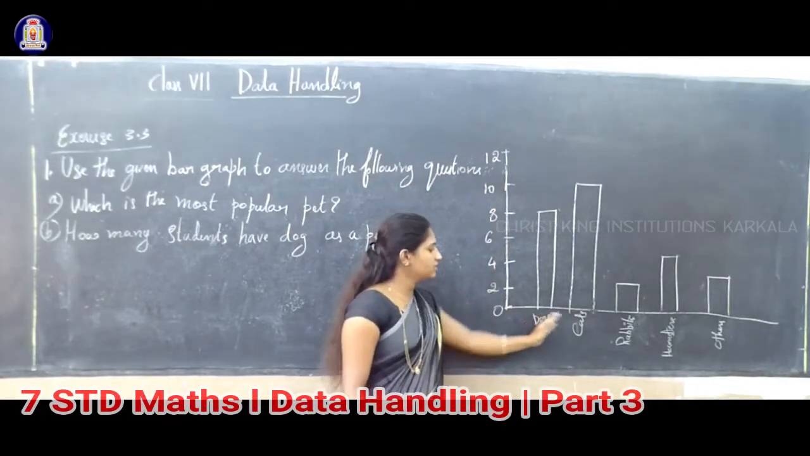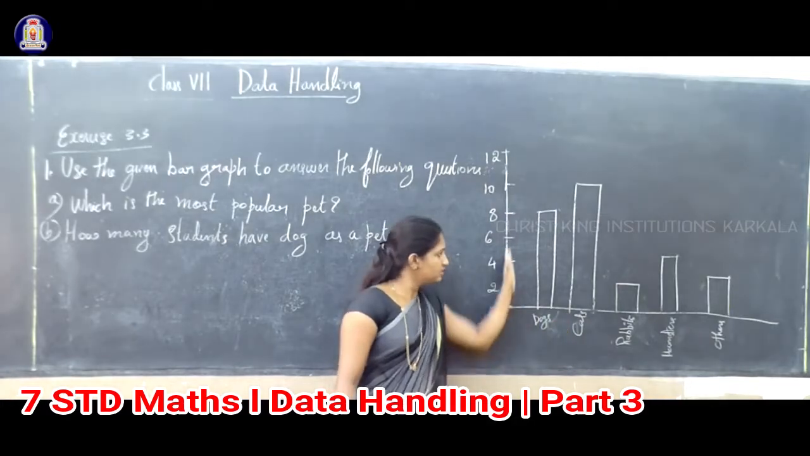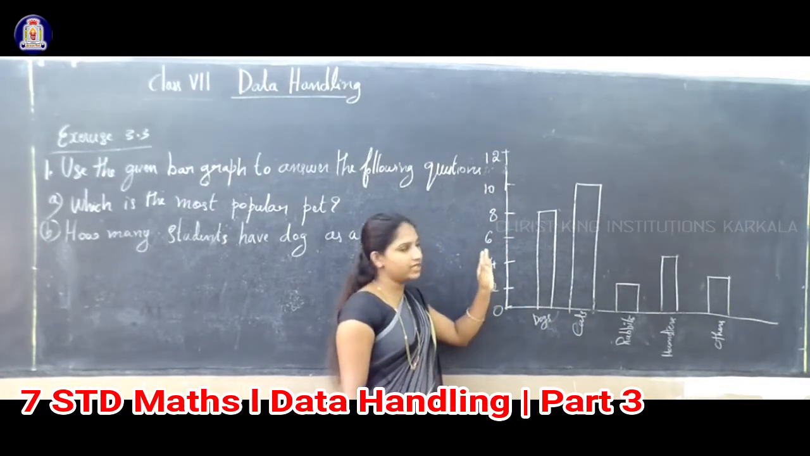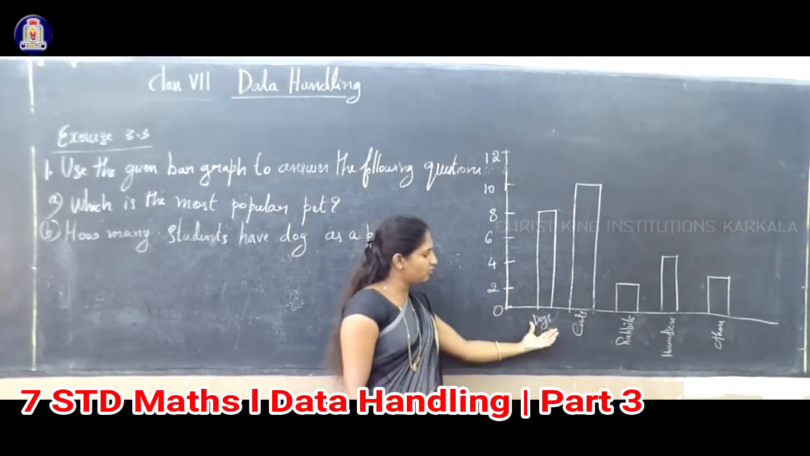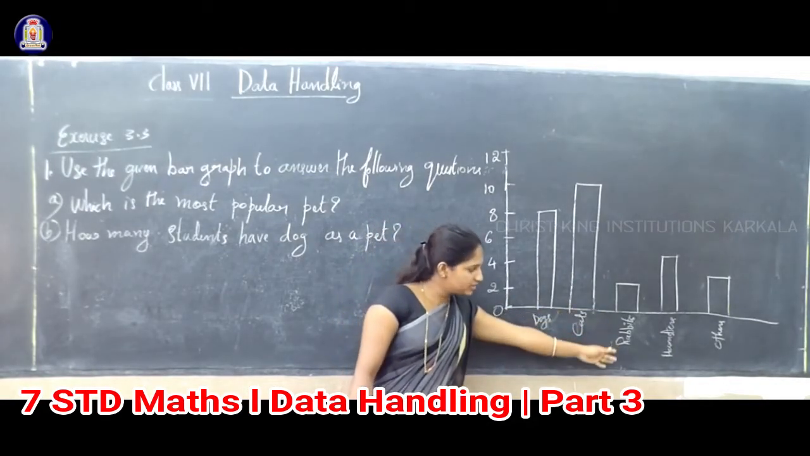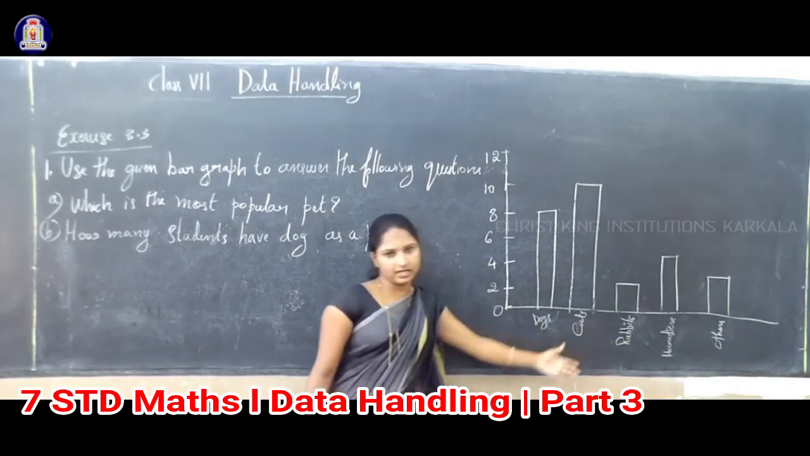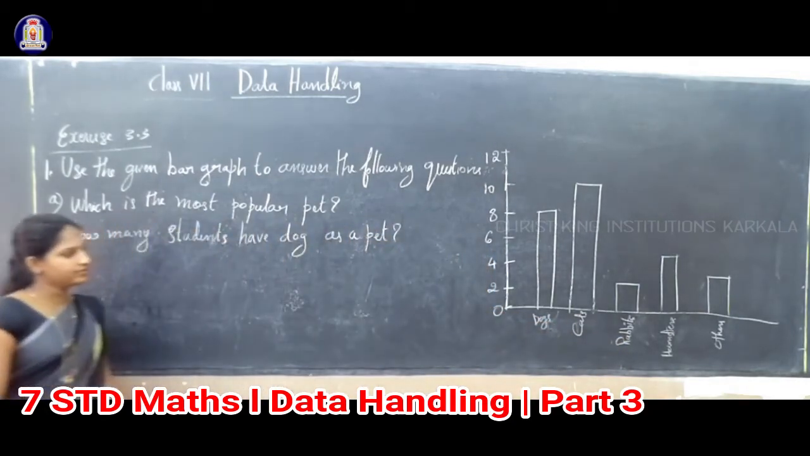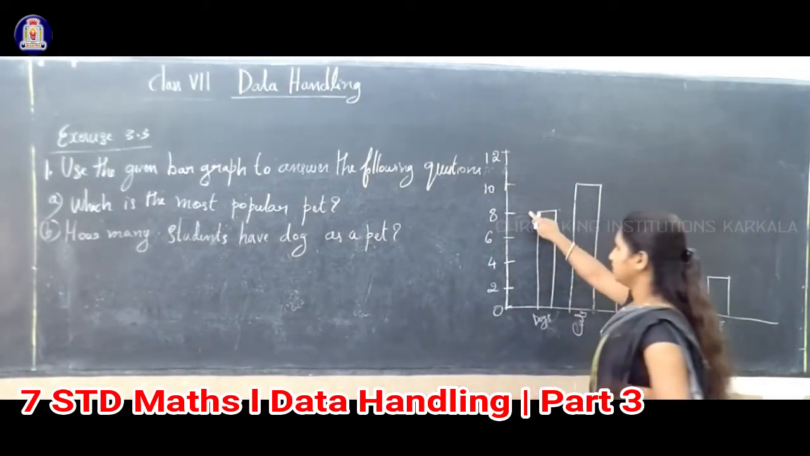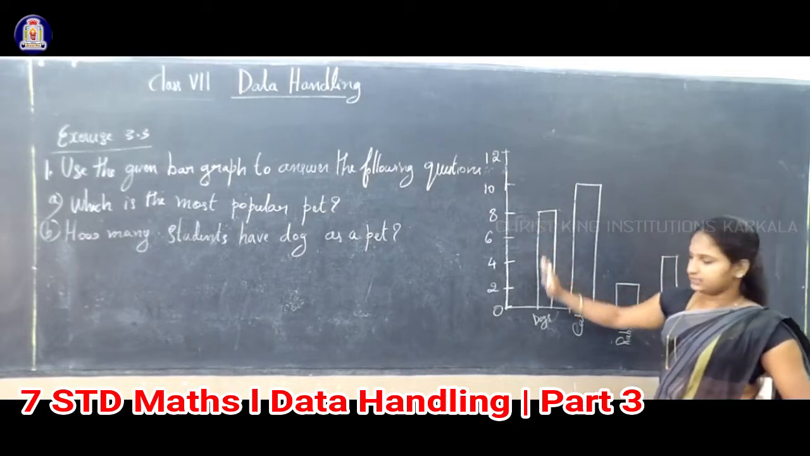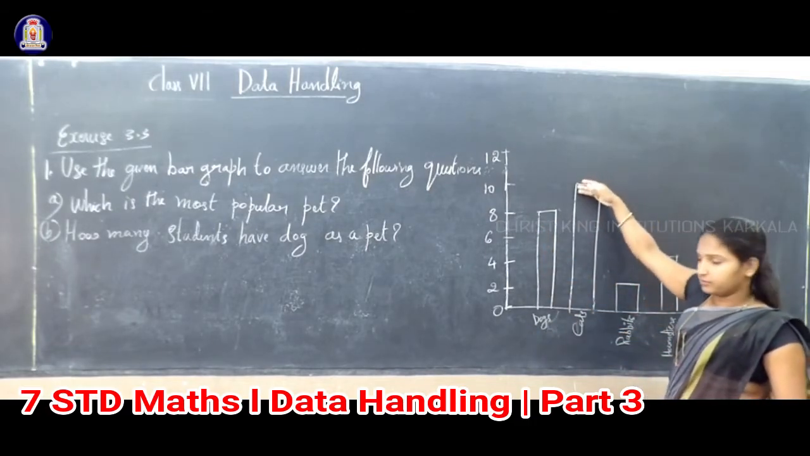Clear? So here is the name of the animals. Then on the vertical line it is given how many people like pet animals. See here: dog, cat, rabbit, hamsters, then other animals. Now see dog. How many people like dogs? Only 8 people like dogs, and next to it, cat: 10 people like cats.